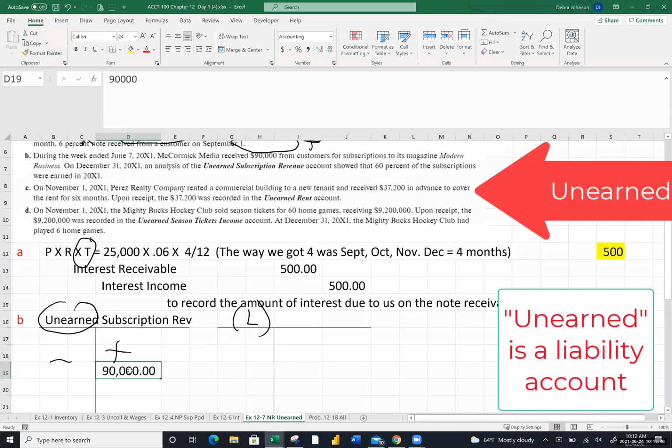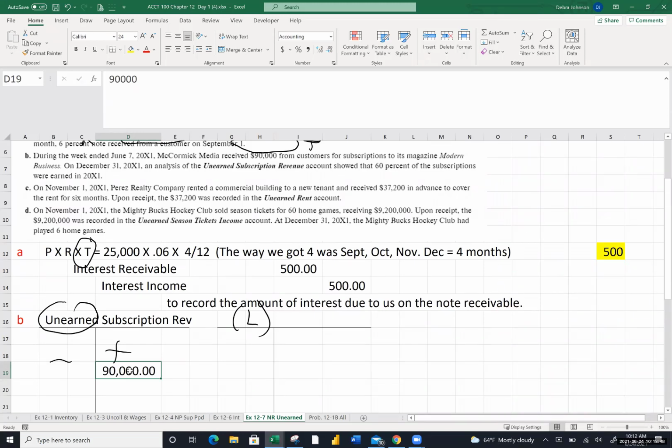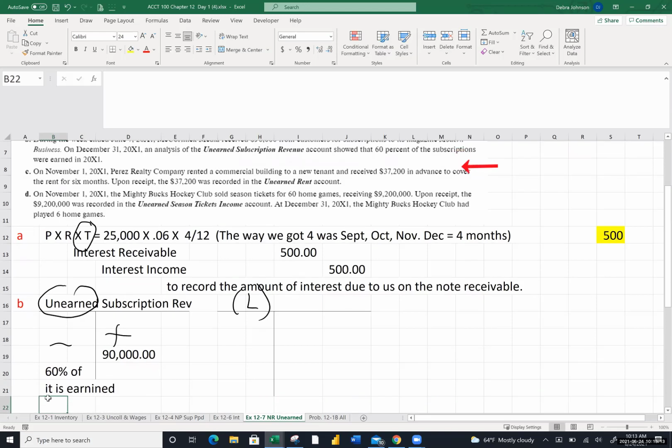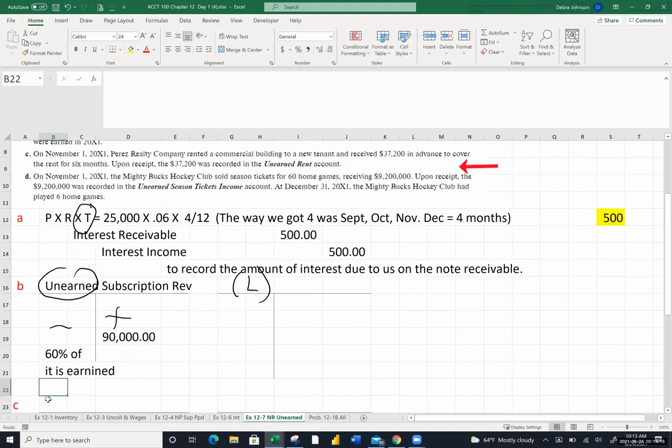The adjustment is what this chapter is about. So I'm going to keep reading. It says on December 31st, that's the last day of the fiscal year, an analysis of the unearned subscription revenue shows that 60% were earned. Okay, well, when it's earned, I need to reduce this liability by 60%. In other words, they've done 60% of the work that they promised. What we're recording in this chapter is the adjusting journal entry.